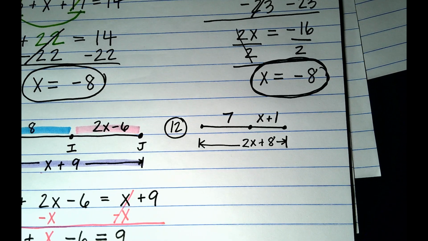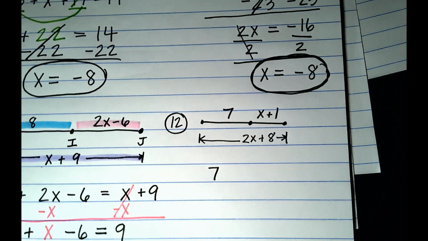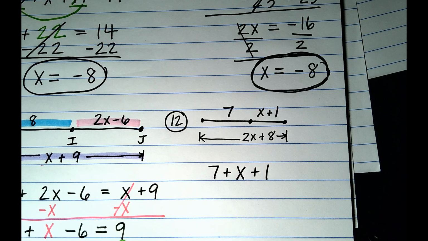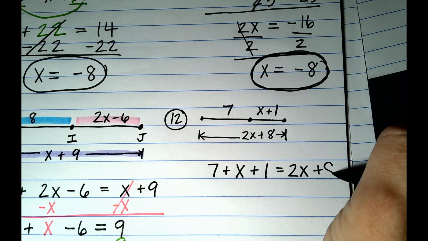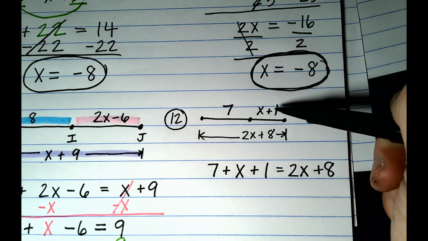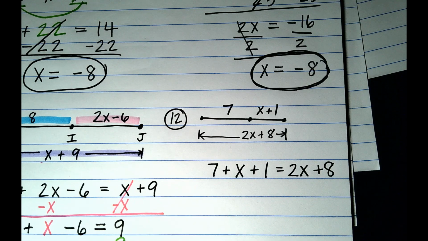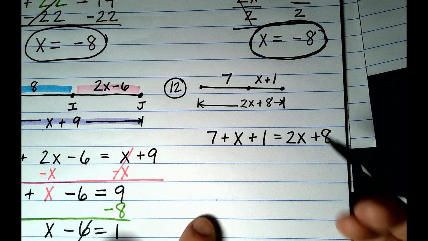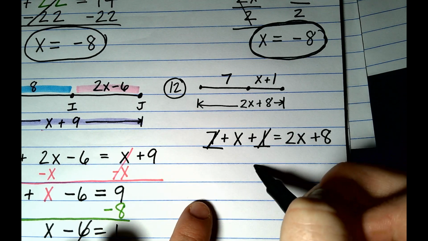How do I set this equation up first? 7 plus x plus 1 equals 2x plus 8. Perfect. The two parts add together to equal the whole, same as always. Okay, what could I do from here? Yes, Erica? 7 plus 1 equals 8. Yes, 7 and 1 give us 8.